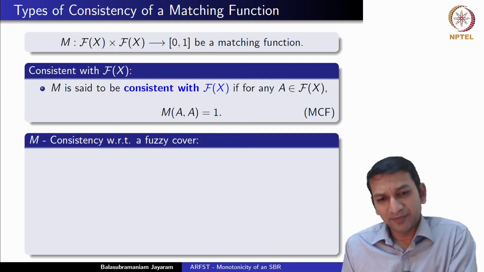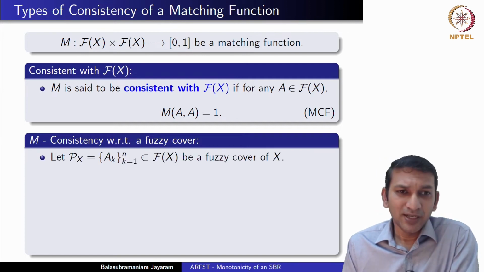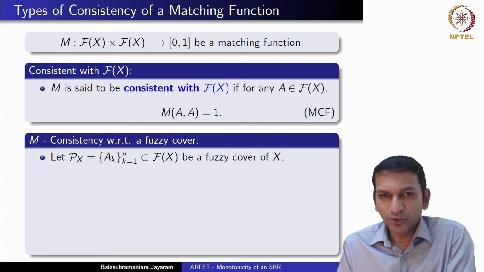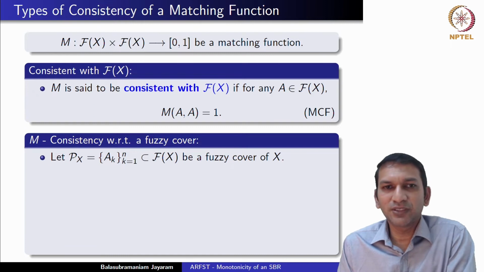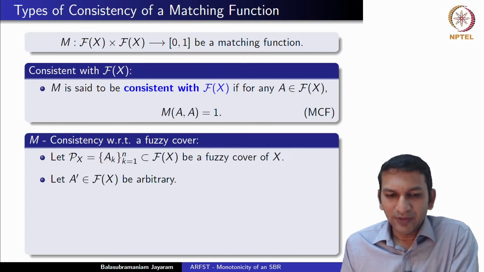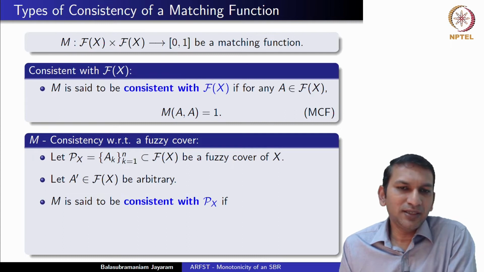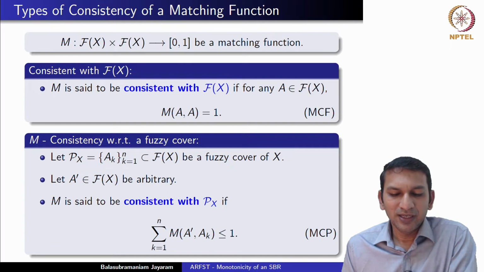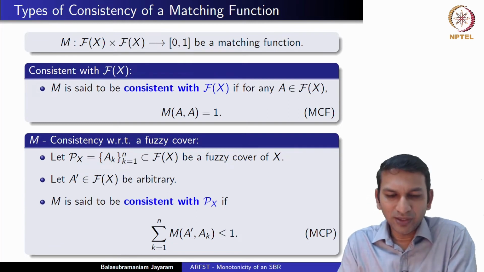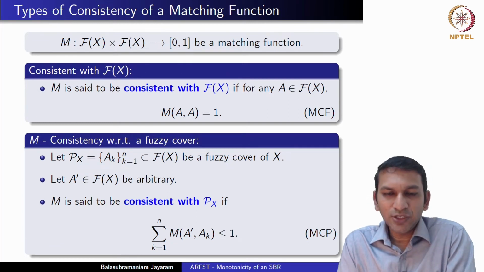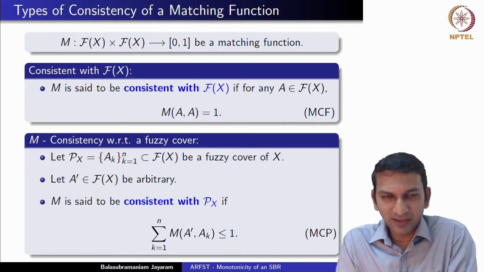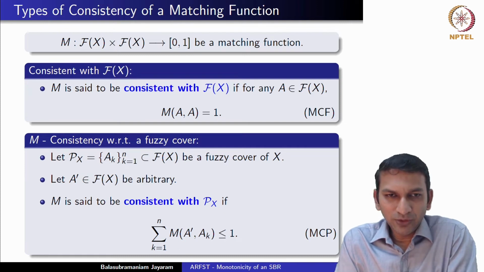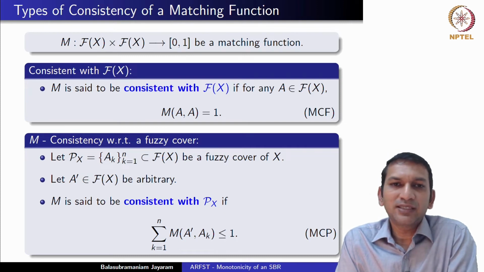Given a fuzzy covering P_X of X, which is essentially a collection of fuzzy sets on X, which covers the domain X, that means the union of supports of these fuzzy sets contains X, we say M is consistent with respect to this P_X if for any a dash that we get from f of x, this inequality is held. What does it say? When we compare a dash with A_k for each of the pieces in the fuzzy covering that we considered, the sum of the matching values, the similarity values, should not exceed 1.